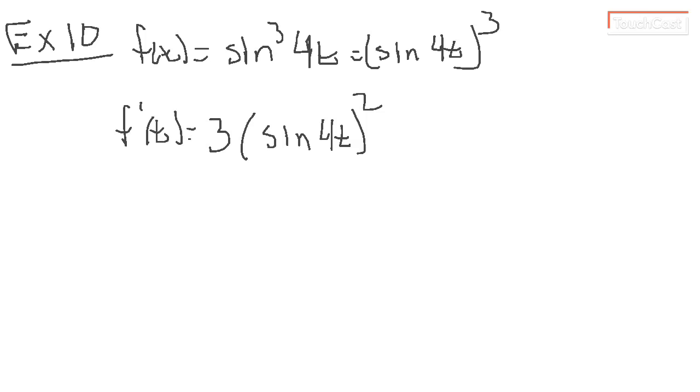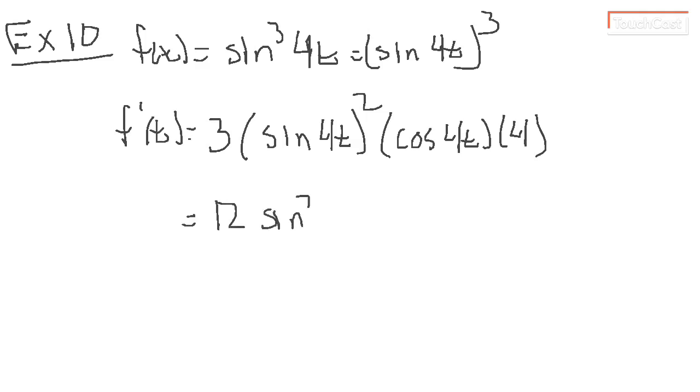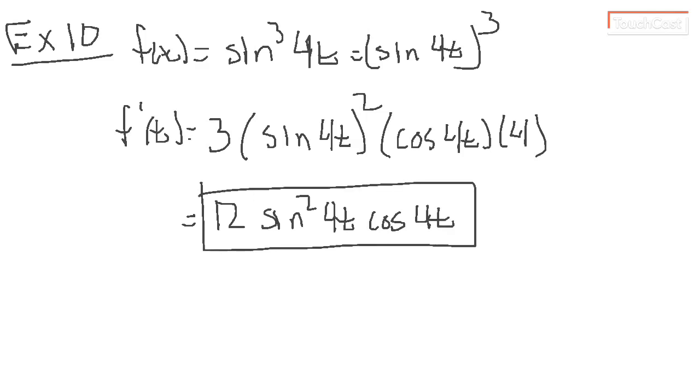Then we have to find the derivative of sine of 4t, which is going to give us cosine of 4t. But we're not done. We still have to find the derivative of the 4t part, which is just going to give us a 4. So we can simplify all of this. We can multiply 4 and 3. We can get 12 sine squared 4t cosine 4t. And we are done with that one.